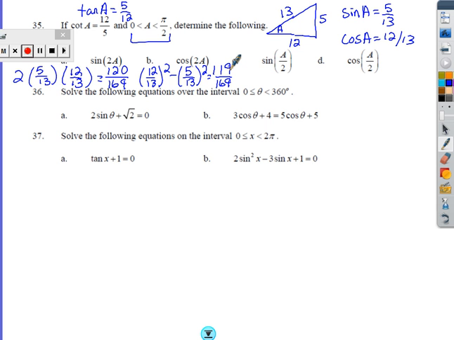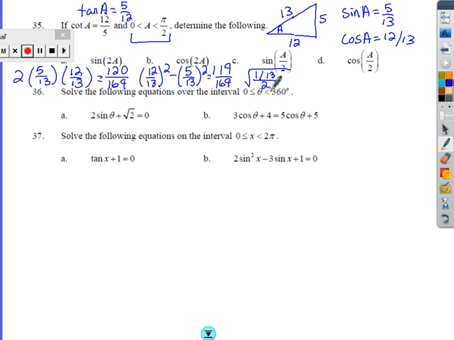Now next, I see I've got the sine of theta over 2. So I know that's the square root of 1 minus the cosine of theta over 2. And I can just leave my answer as being positive since I'm in the first quadrant. So I wind up with the square root of (1 minus 12/13) over 2. And now 1 minus 12/13. If I change the 1 into 13 over 13, and I subtract 12/13, then this is going to turn into (1/13) over 2.